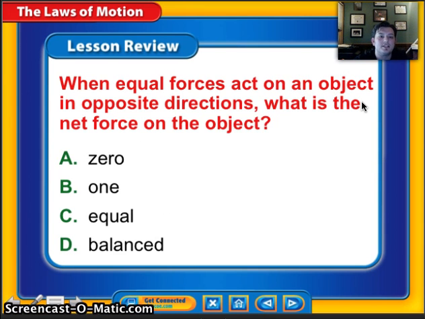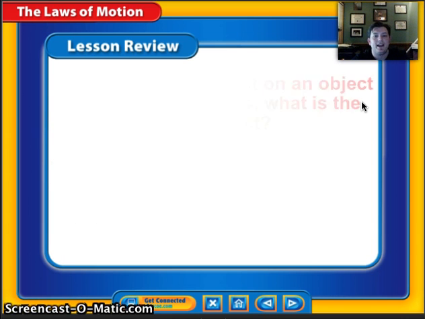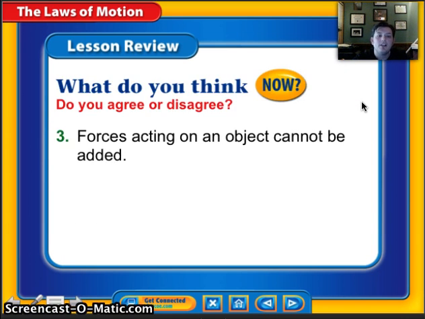When equal forces act on an object in opposite directions, what is the net force on the object? Remember, one's pushing one way, one's pushing the opposite way, the same force. What happens? It goes zero. They get balanced, okay? They're balanced. So what do you think? Forces acting on an object cannot be added. You can add force. If I need your help to push, let's say, a computer cart one day, I'm pushing it with a force, you can add more force and help me.